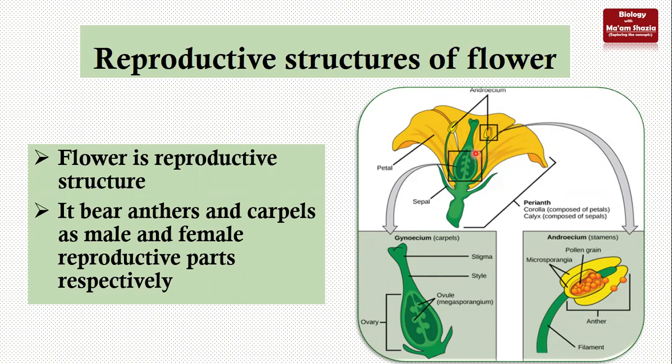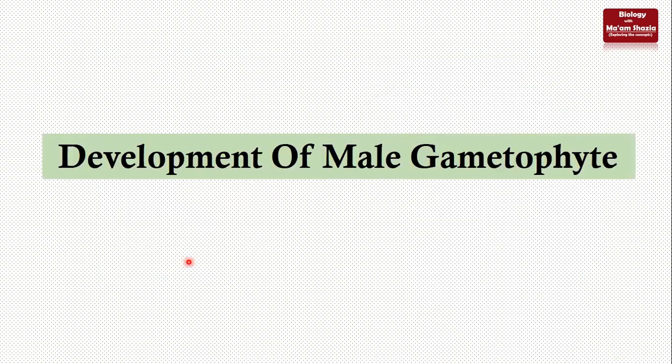It has two parts. This square is indicating the gynoecium, and that square is indicating the androecium. Gynoecium is the innermost part, and next to it is the androecium. Androecium is going to produce microsporangia in it, microspores, right? And this is the gynoecium, which is going to produce the ovum or egg inside the ovary. So the flower is the reproductive structure. It bears anthers and carpels as male and female reproductive structures respectively.